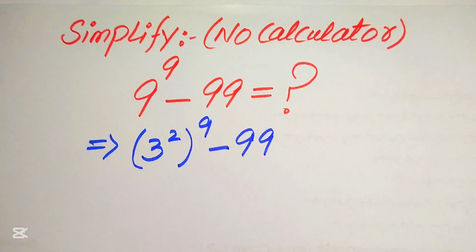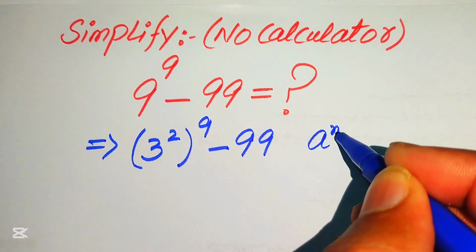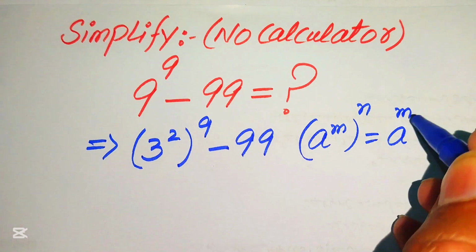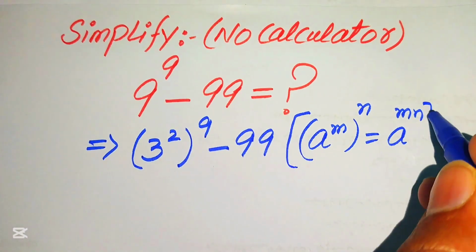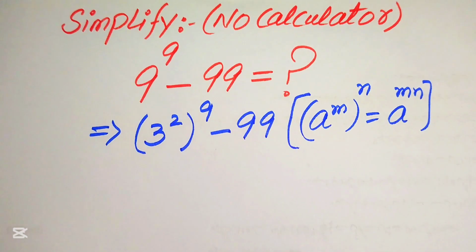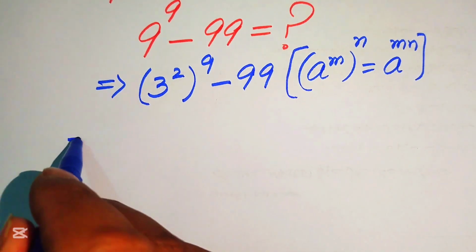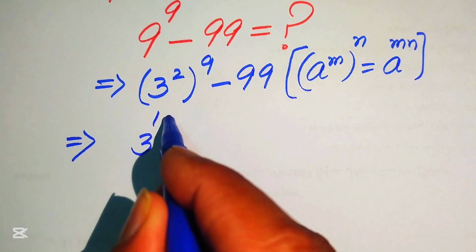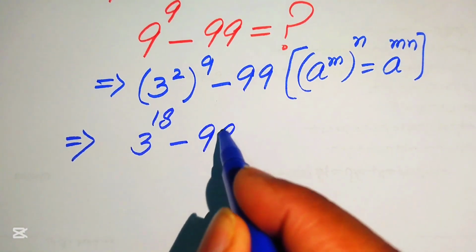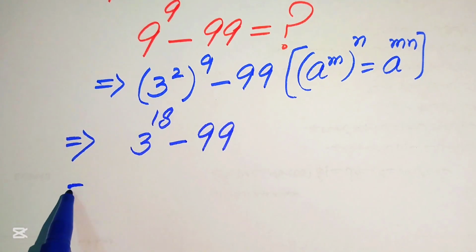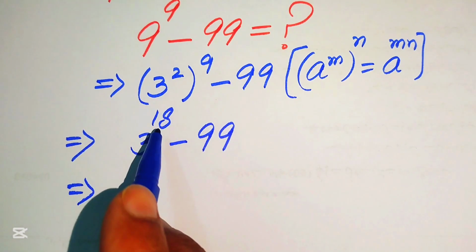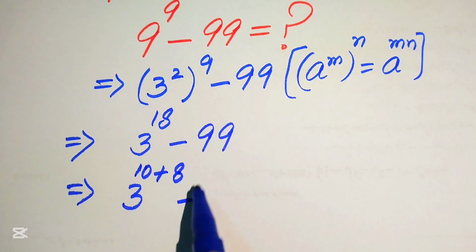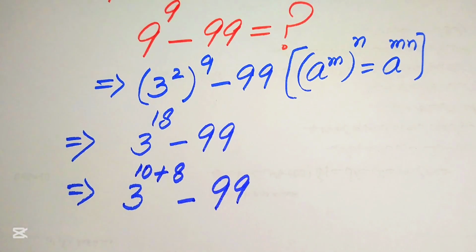After this step we will apply the exponent law. You know that if we have a to the power of m, to the power of n, it equals a to the power of m multiplied by n. So according to this law, we write this term as 9 times 2, which becomes 18, minus 99. Further we break this exponent and write 18 as 10 plus 8, so 3 to the power of 10 plus 8, minus 99.